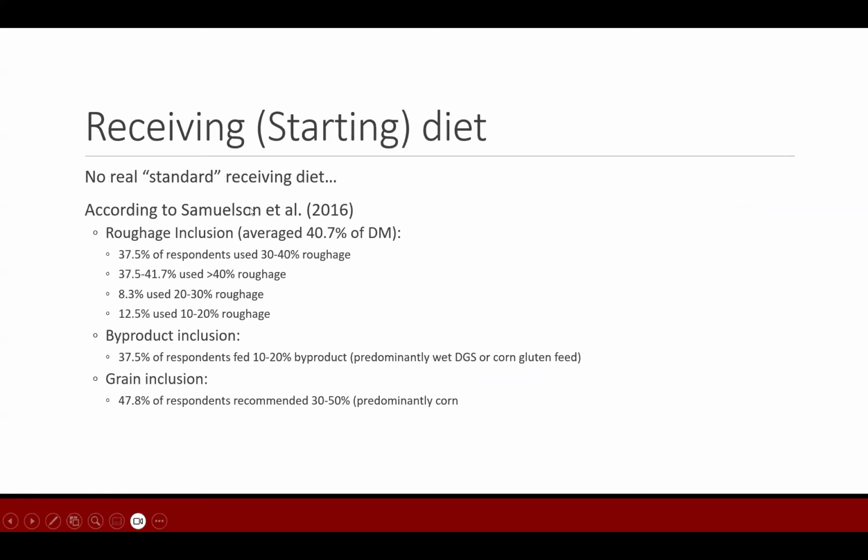All right. So there's no real standard receiving diet. Everyone is doing something different. Okay. So average roughage inclusion averaged around 40% of dry matter, according to Samuelson's feedlot survey. So the average feed yard or average respondent said that they're feeding 40% of dry matter as roughage. Okay.